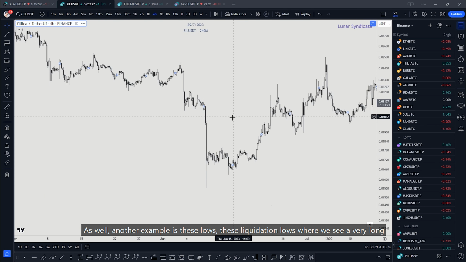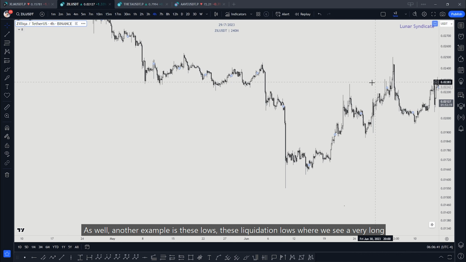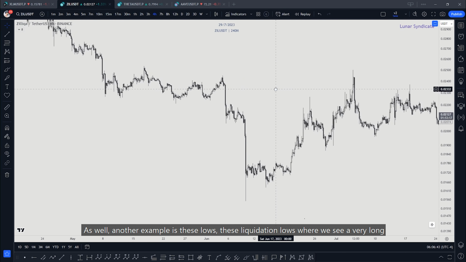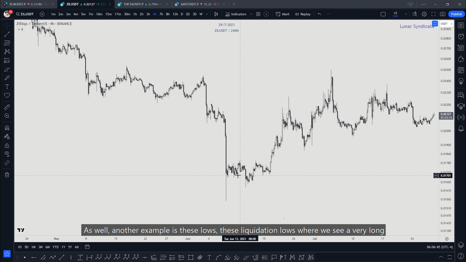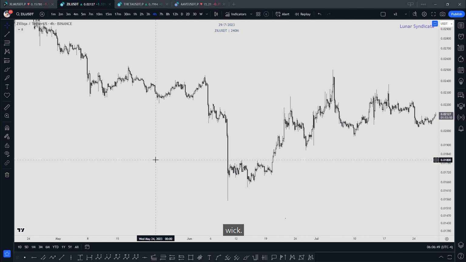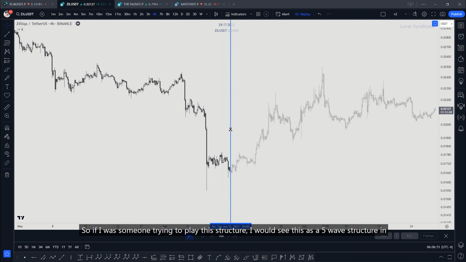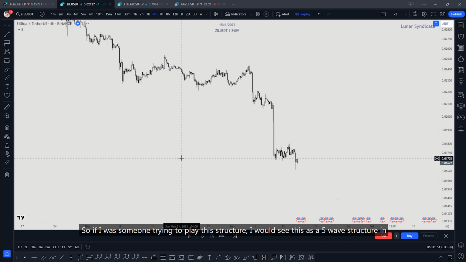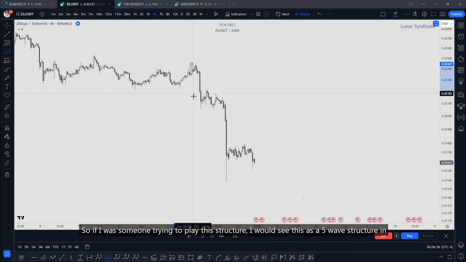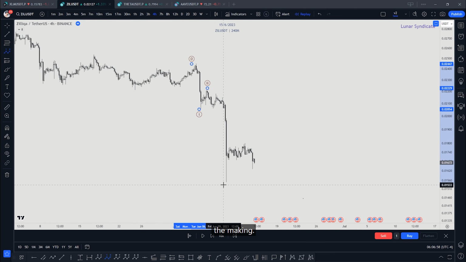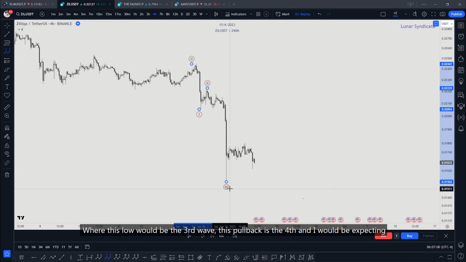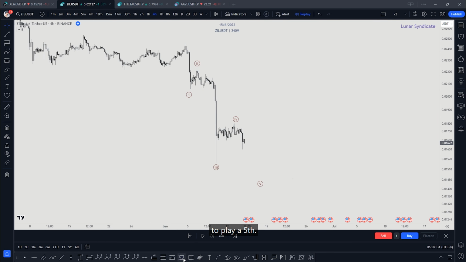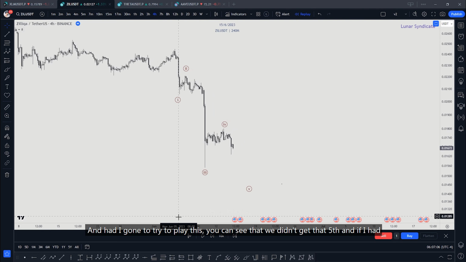So that's how a line chart can help you with a count like this. Another example is these liquidation lows, where we see a very long wick. If I was someone trying to play this structure, I would see this as a 5-wave structure in the making, where this low would be the 3rd wave, this pullback is a 4th, and I would be expecting to play a 5th.